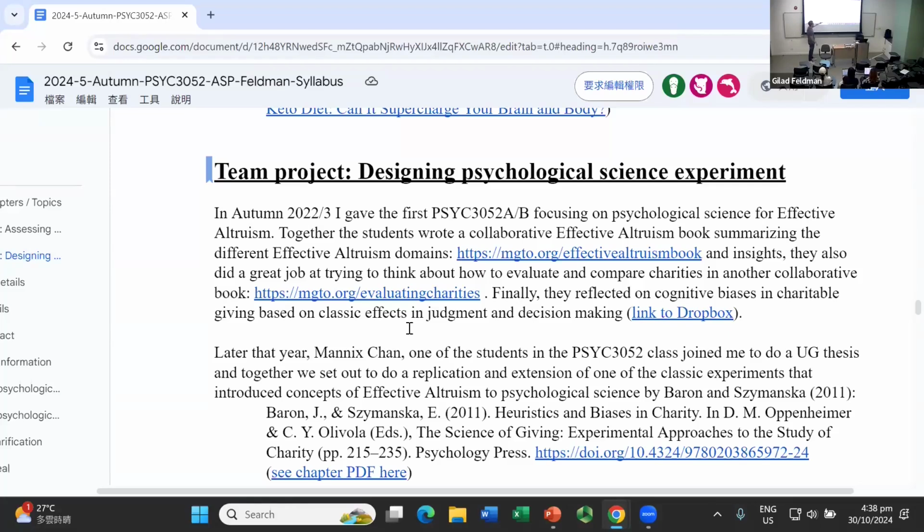What is this classic that Manix was trying to replicate? It's this 2010 book chapter. Jonathan Baron is one of our most prominent members of Judgment and Decision Making. He is the editor of the journal called Judgment and Decision Making. He wrote this in 2011. It's the classic. It's the first one that tried to map out cognitive biases in the way that people think about charity. So today, this is going to be our topic.